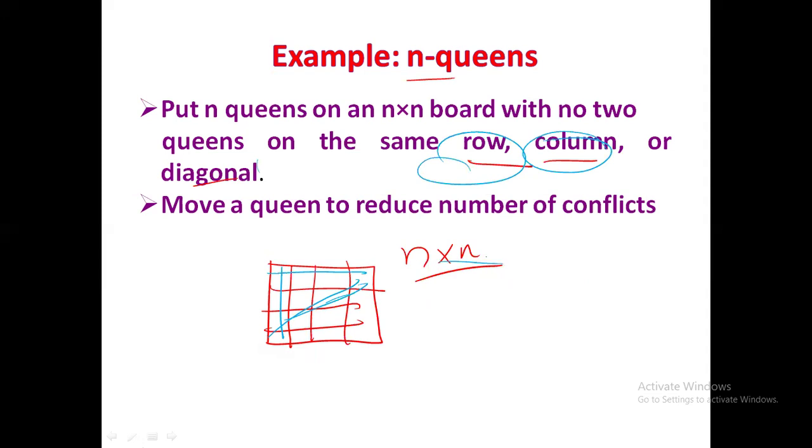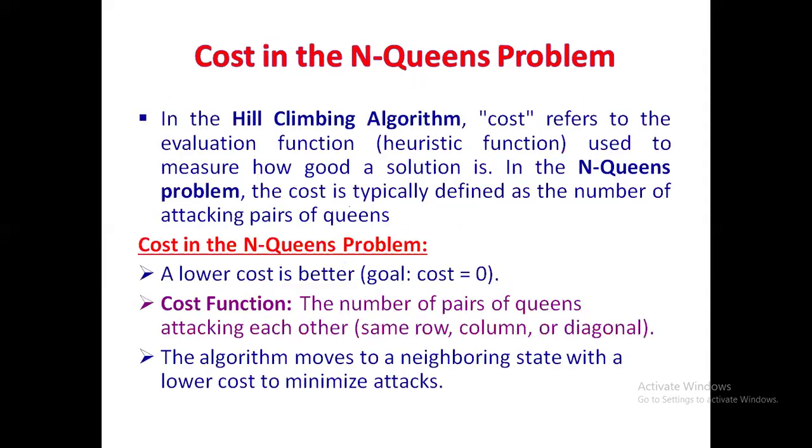Move a queen to reduce the number of conflicts. If queens are in the same row, same diagonal or same column, we have to move upward or downward to reduce the conflicts. So here we have to find the cost function in the end.